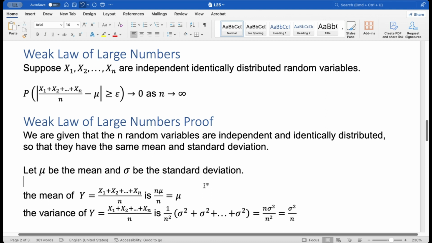Now the variance, by properties of the variance, the 1 over n comes out as 1 over n squared. Then since the variables are independent, we can add up the variances, so it's n sigma squared over n squared, or sigma squared over n. So again, for the mean of n independent, identically distributed random variables, the expected value is the same. The variance is a little bit different. It's sigma squared divided by n.